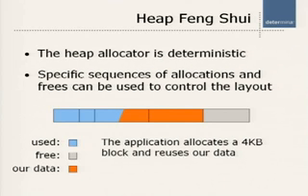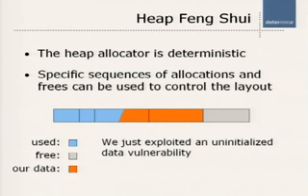So this is the crux of the heap feng shui technique. This is the most important piece of the presentation. Everything else is just implementation, technical details. But this demonstration here shows that if you do the allocations in the right order, and if you know what kind of allocations the application will do, you can influence where the application data will be located on the heap. So if we do this and the application is vulnerable, we just exploited an uninitialized data bug.